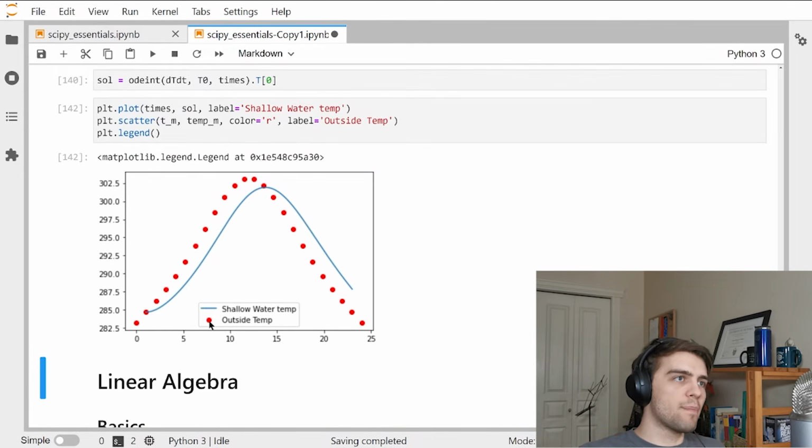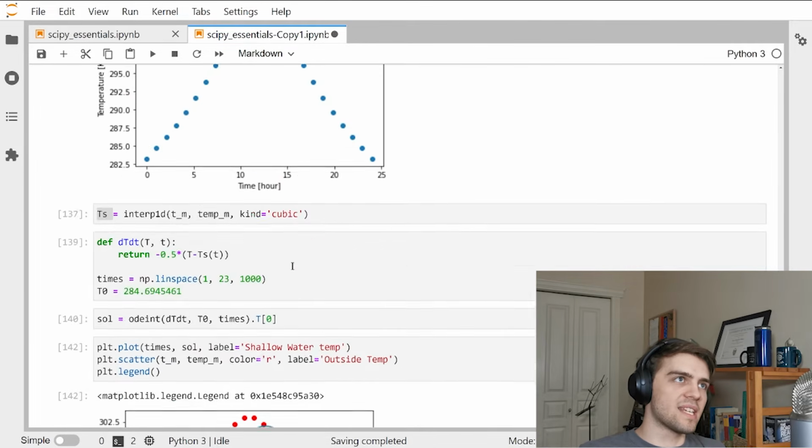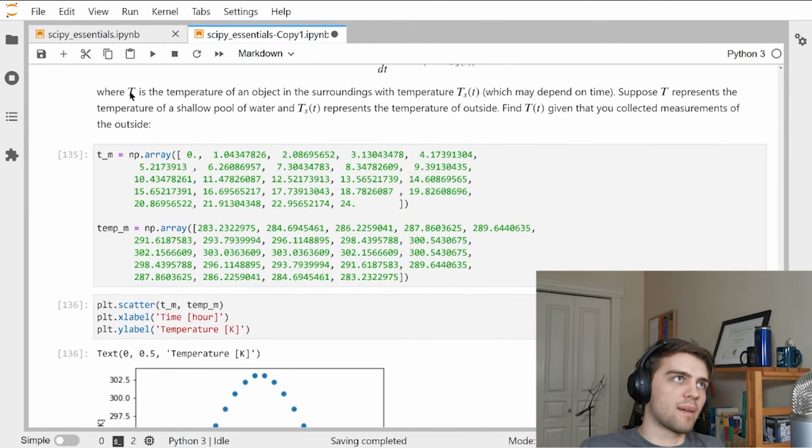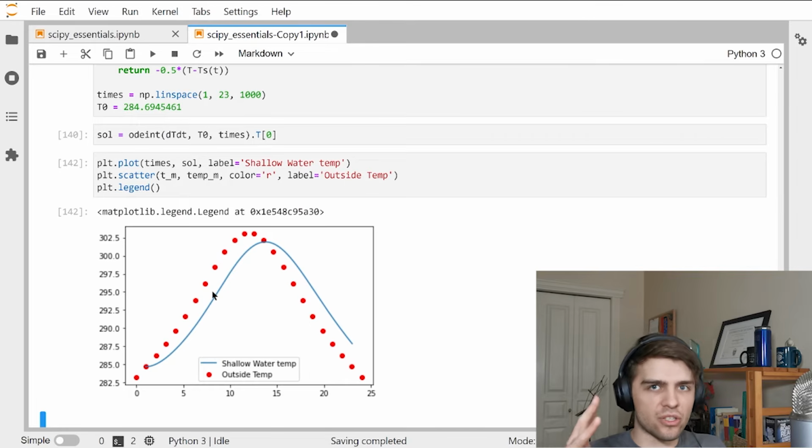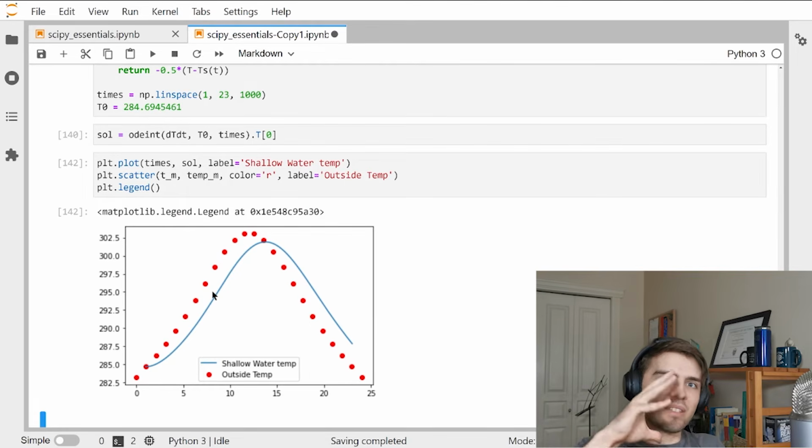You can see that these red points are the outside temperature, and the blue is the shallow pool, right? So T is some shallow pool that you're putting outside. I think I mentioned that. And you can see that there's a bit of a delay. This is like if you're swimming in a lake too, right? The hottest part of the lake, or the surface of the lake, doesn't correspond to the hottest part of the day. There's a bit of a time lag here.